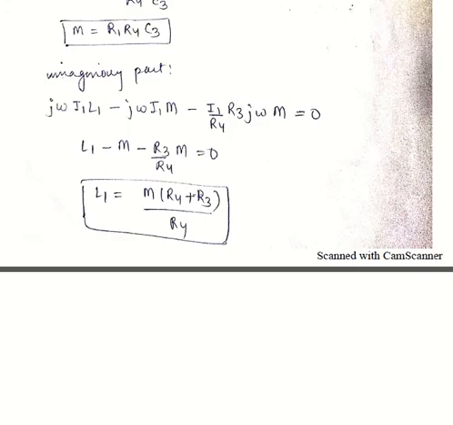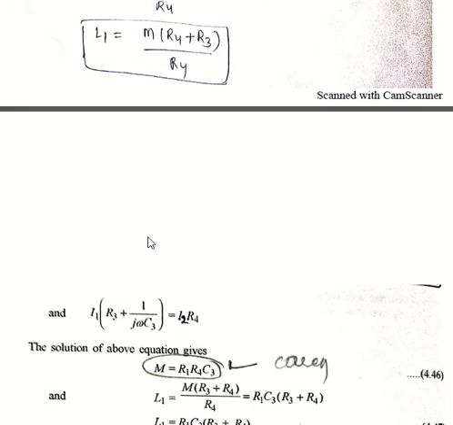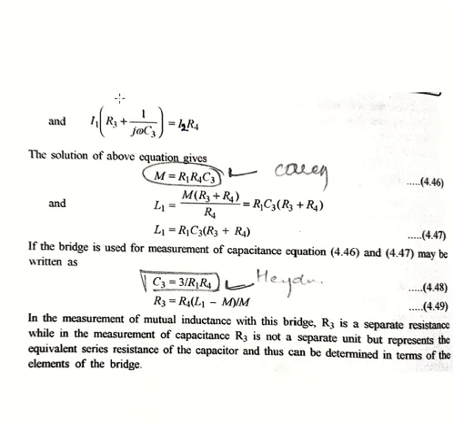So here I have done the calculation to find M and L1. The above two equations give the value of M, which is equal to R1 R4 C3, and L1, which is equal to M multiplied by R3 plus R4 divided by R4. By putting the value of M in L1, we will have L1 equal to R1 C3 multiplied by R3 plus R4. So this is our Carey-Foster bridge. This is the equation of Carey-Foster, where we have found the mutual inductance in terms of a standard capacitor.